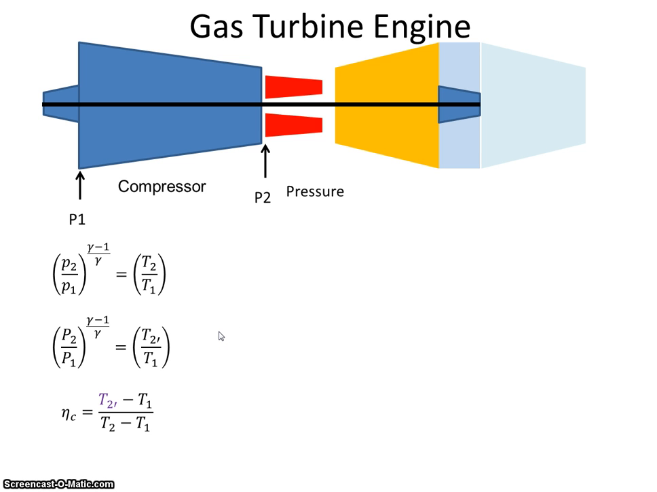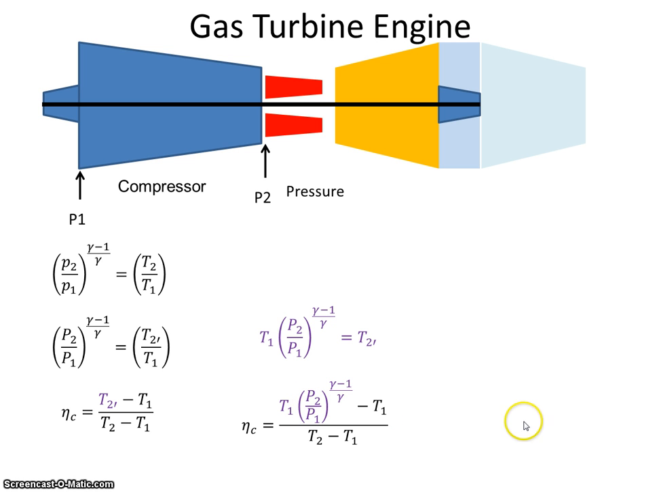In yet another previous video, we saw that the efficiency of a compressor was equal to the ideal temperature over the real temperature. So this is the work that we got out compared to the work we put in. So this equation here, I'll just bring the T1 over to there. So I get a value for T2, and I'm going to substitute that in here. It gives me this.